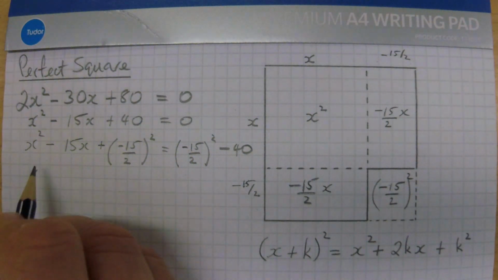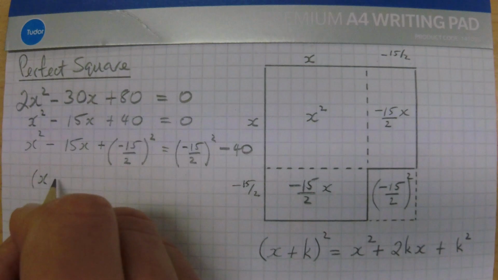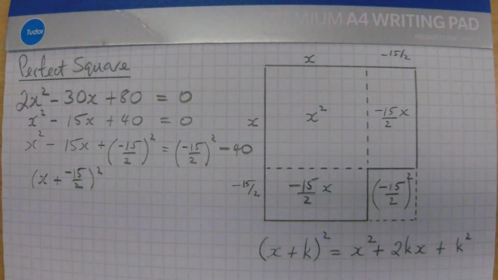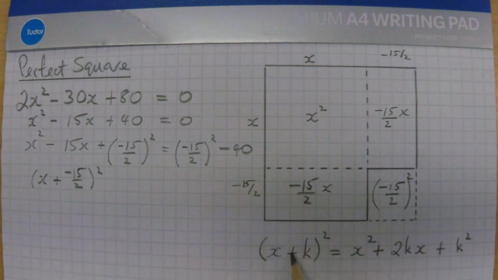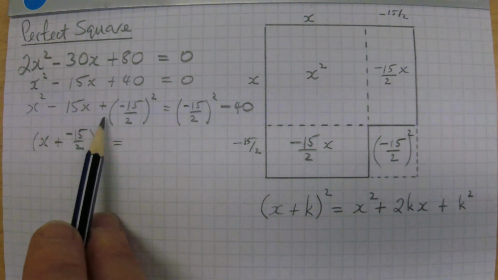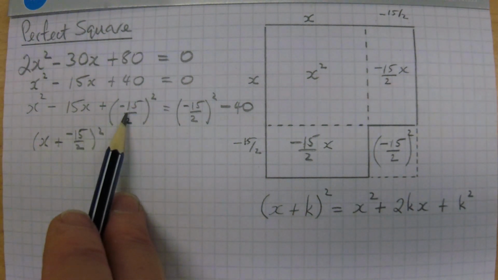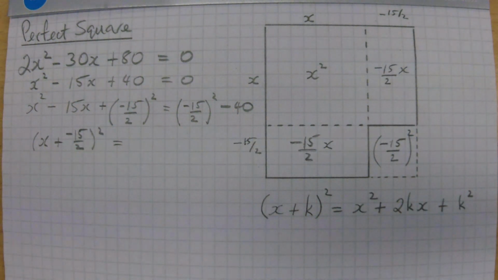So I'll factorise. X is the first term. The constant k is the negative 15 over 2. So I add on negative 15 over 2 squared. From this step to this step is literally going this rule from the right hand side to the left hand side. We're running the rule in reverse. We can only do that because we carefully chose the appropriate value to write here at the end of the quadratic, the missing part, to complete the large square. That's why it's called complete the square.